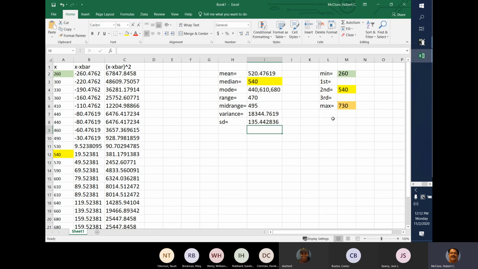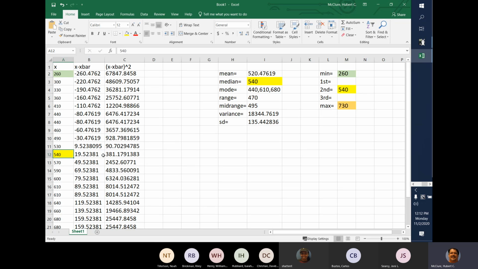All right. So 135, that's our standard deviation. Now, how in the world are we going to find the first and the third quartile? It's real simple. Where is the middle? The middle is right here. So somebody count, how many numbers do we have above that yellow box? 1, 2, 3, 4, 5, 6, 7, 8, 9, 10. Is 10 even or odd?